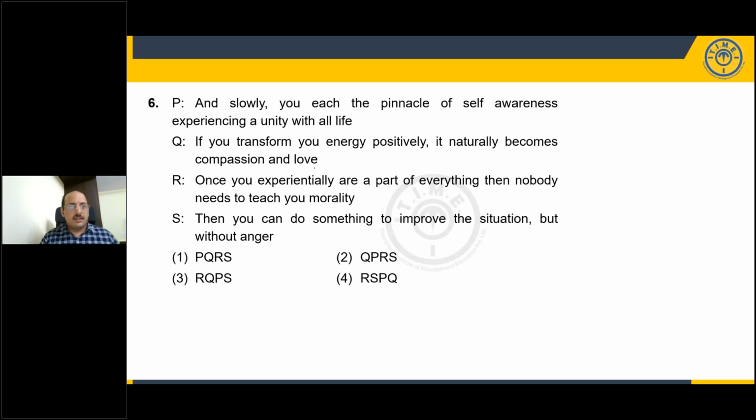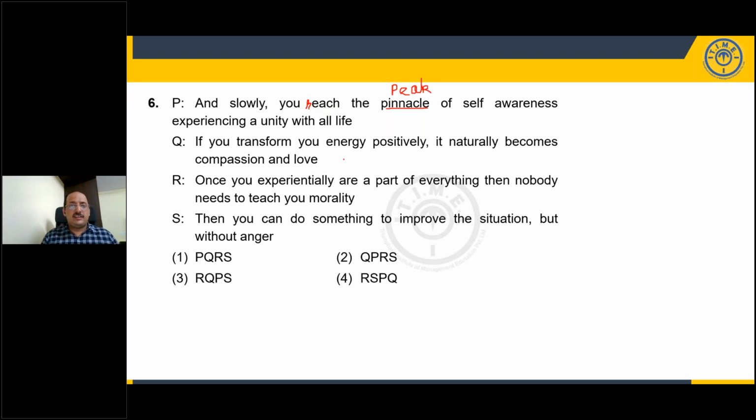Okay. And slowly, I think this should be a reach. Yeah. Slowly reach the pinnacle of self-awareness, experiencing a unity with all life. Pinnacle is the peak of something. So you'll basically reach the highest level of self-awareness. You'll experience a unity with everyone. So everyone is the same.